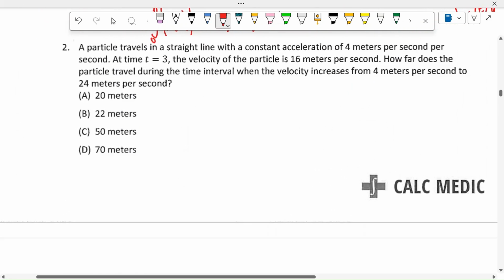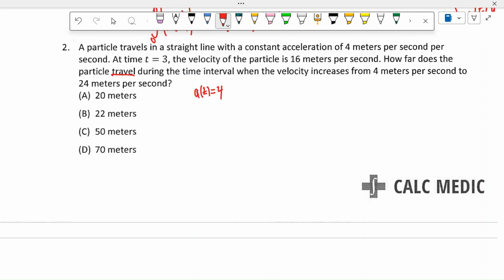Question 2. So for this one, we're looking for a distance traveled, and what we know is that a of t is equal to 4. We're also told at time t equals 3, the velocity is equal to 16.